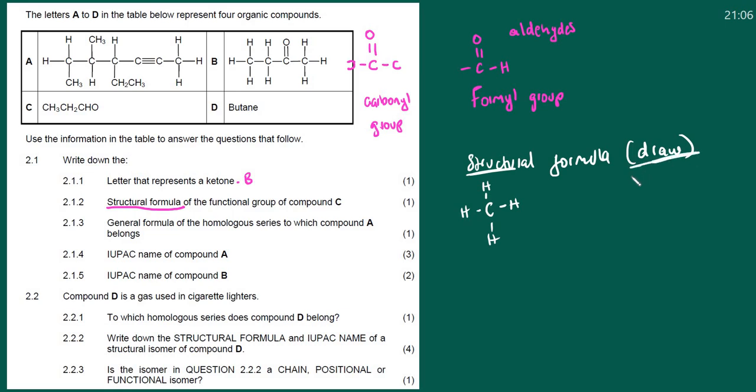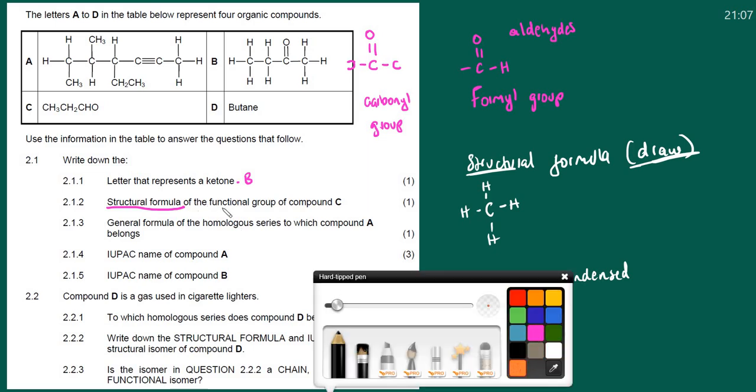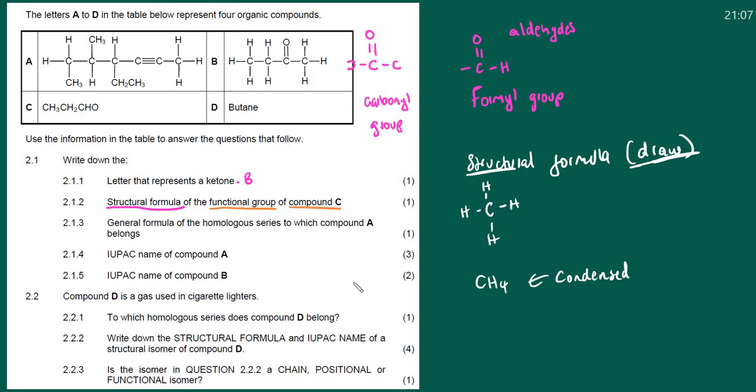Then condensed will be something like this. This would be what you call a condensed structural formula, so you are condensing the structure. Then remember, we also have a molecular formula, which shows the type of element and the correct number of atoms bonded in a compound. But in this case, we want the structural formula for the functional group of C, right? So since they wanted a structural formula, we must draw that functional group of C.